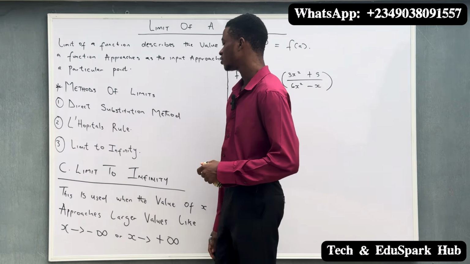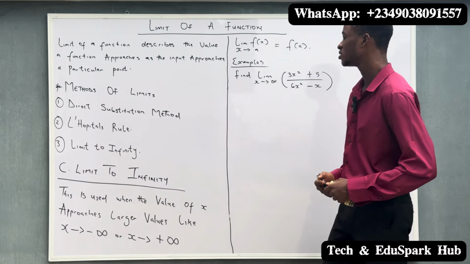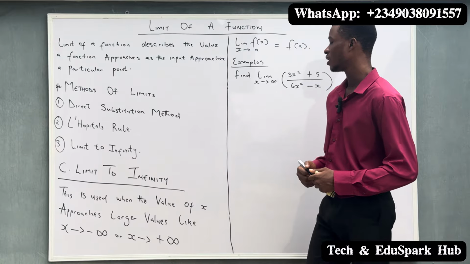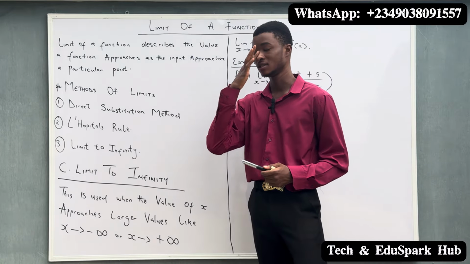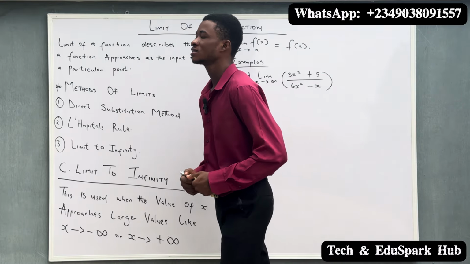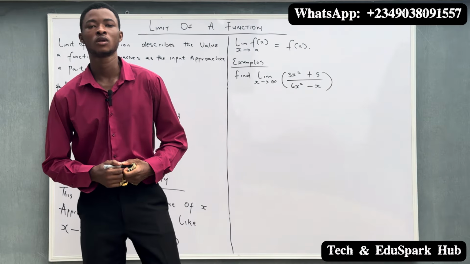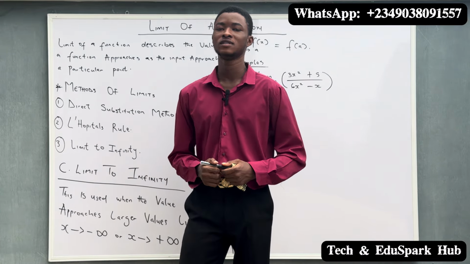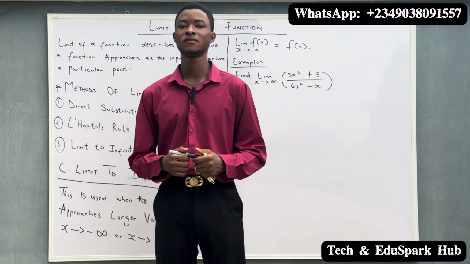And by definition, the limit to infinity is used when the value of x approaches a larger value, like x tends to negative infinity or x tends to positive infinity. So in this kind of question, you are going to use the limit to infinity when you see x tends to negative infinity or x tends to positive infinity.